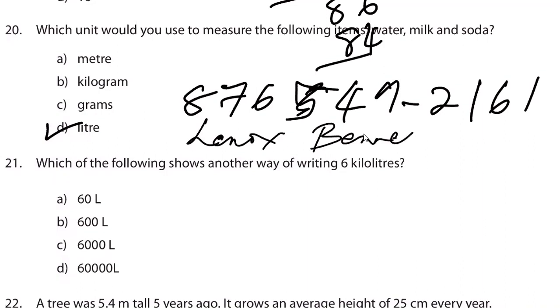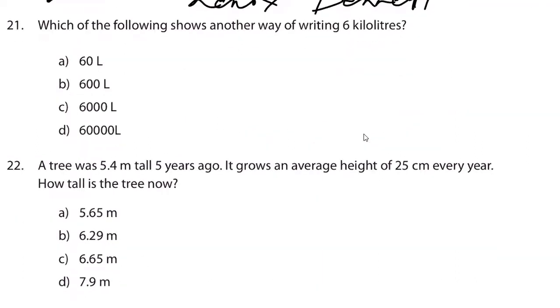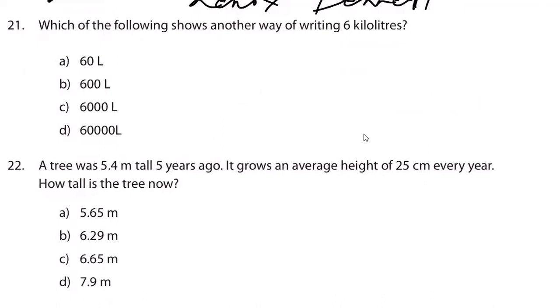So we have completed 20 of them already. So we're going to continue, alright? And this was the last question for number 20. It says this unit could use the measurement for the following items: water, milk, and soda, and that was a liter. Alright, so we're on to 21 now. And 21 says, which of the following shows another way of writing 6 kiloliters?